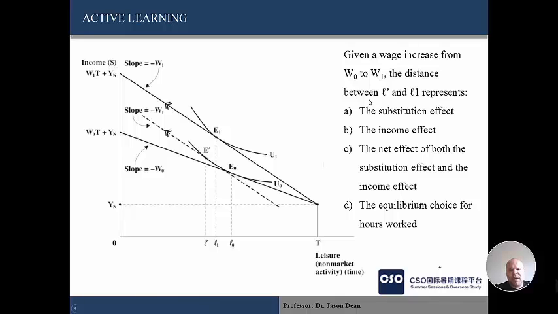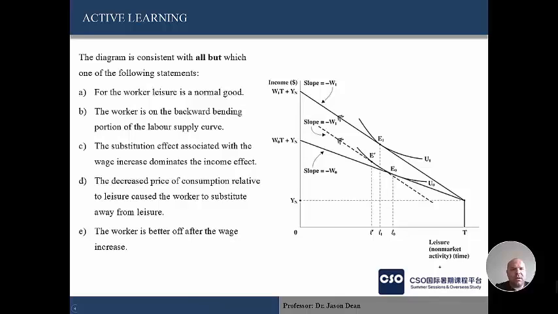But the question's asking what L prime to L1 is. Okay, so we have two other options. It could either be the income effect or the total net effect. Well, we know that the difference between E prime and E1 is the income effect, because that's all we're changing. We're doing a parallel shift here in income and seeing how that affects hours worked. So going from L prime to L1 represents the income effect, and so the answer is B.